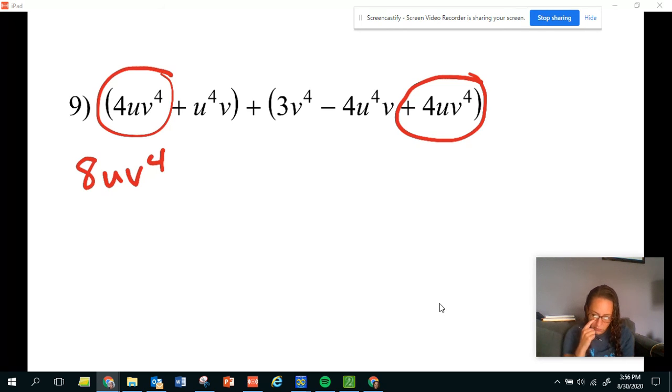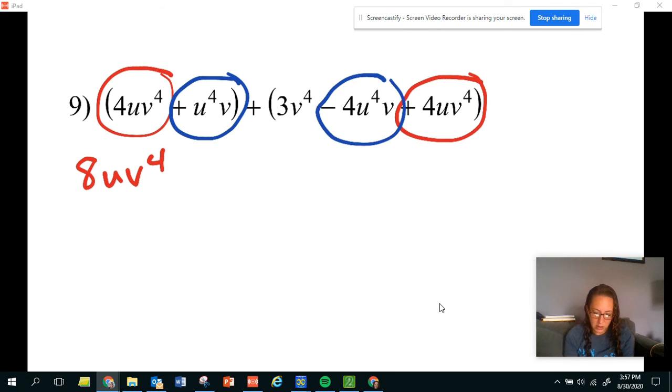And then I just do the same thing moving down the line. So I have a u to the 4th and a v, and then here I have another one. So I'm just making sure that this part matches, okay? Because you're combining like terms. So like means the same. They match each other.